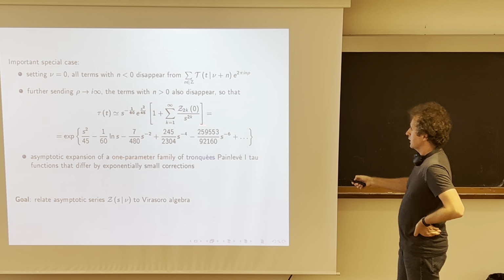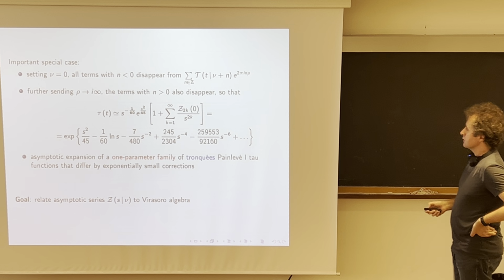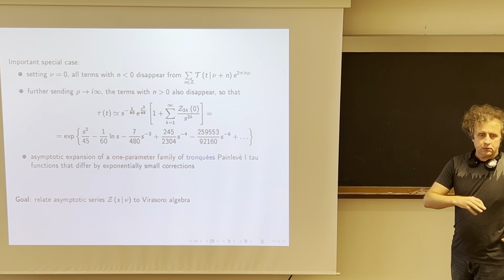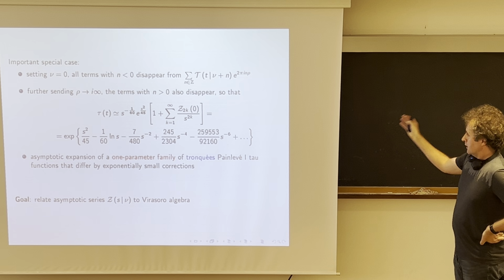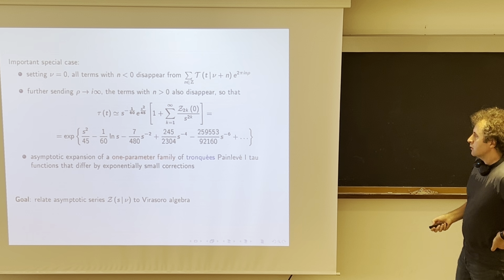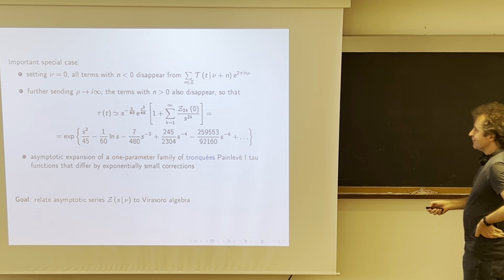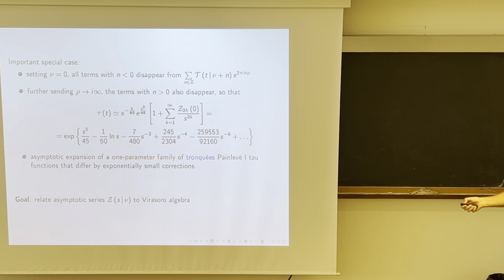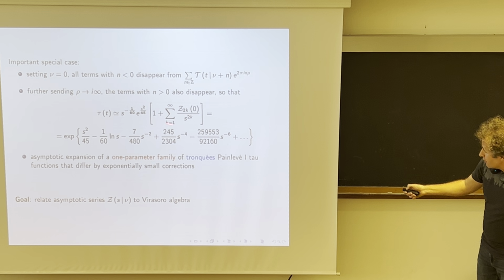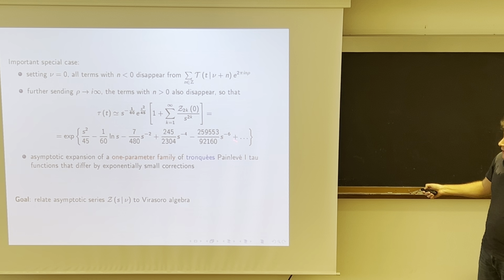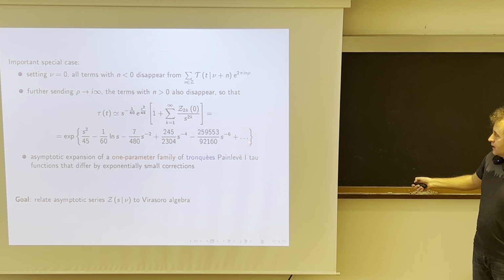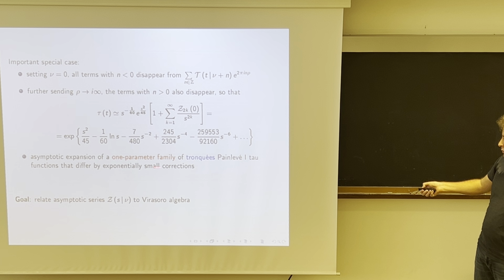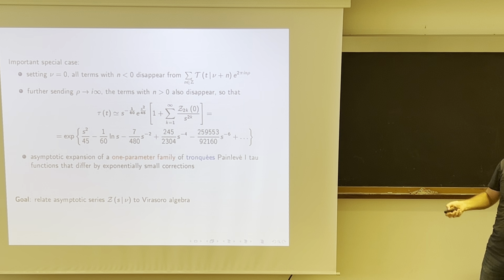It is this, so I write it in this form. And this gives you the most famous asymptotic solution of Painlevé 1, which corresponds to the so-called tronquée solution. So actually, you have no parameter here. But in fact, this expansion describes a one-parameter family of solutions which differ by exponentially small corrections.